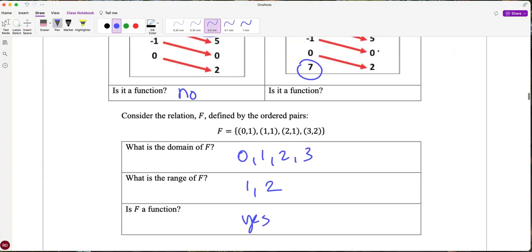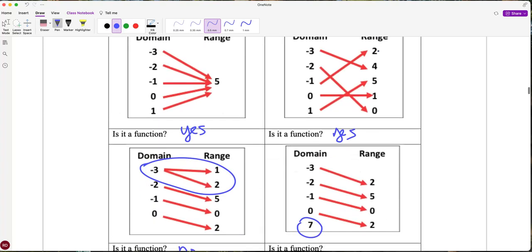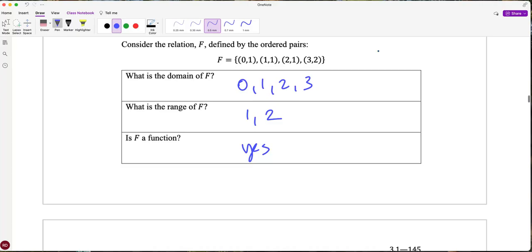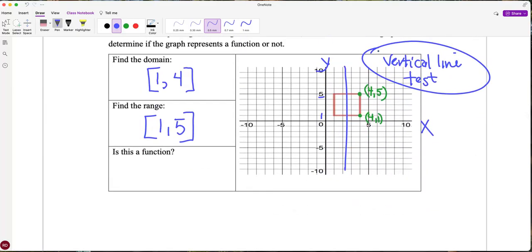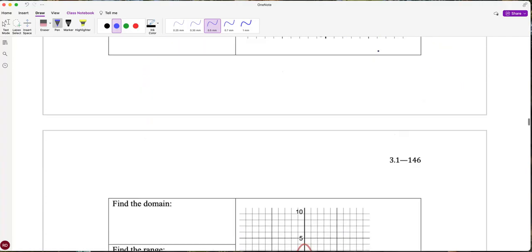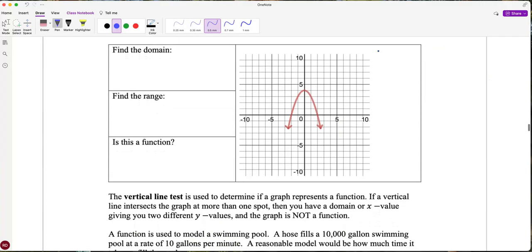So what we've seen so far is I've given you a mapping like this, and you're able to tell if any x is giving you two different y's or more than one y. I've given you a listing of points. You look for, is there any x that's giving you more than one y? If I give you a graph, the easiest way is just to draw a vertical line. If it touches your graph more than once, then you've got an x value or x values giving you more than one y.